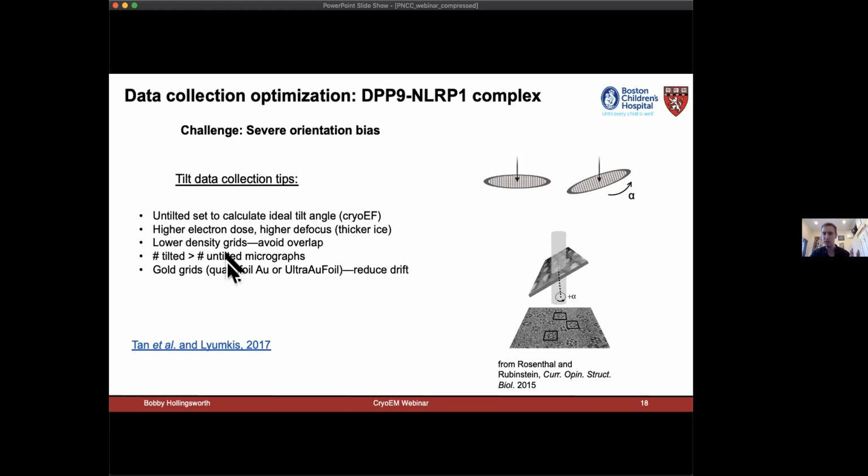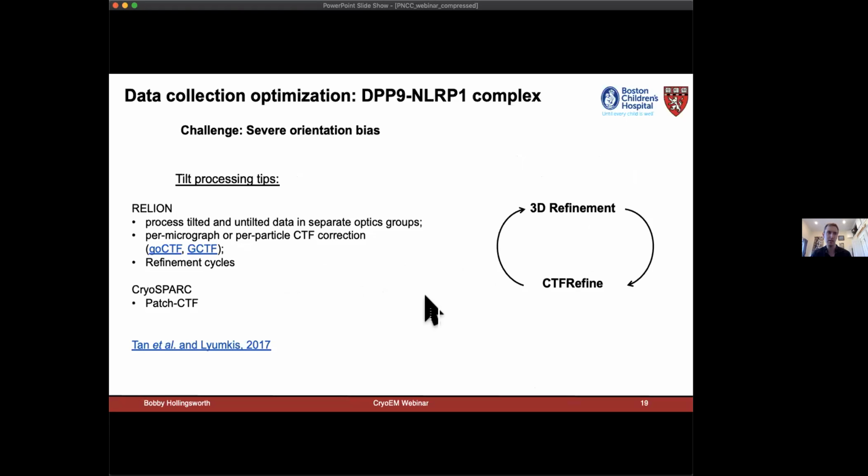Tilted collection schemes are generally a little bit slower. So there is a trade-off between data collection and data quality when considering whether or not to use this versus other methods to help ameliorate an orientation bias. And finally, we use gold grids, particularly either gold foil grids or gold support grids, in order to reduce the drift, which is a little bit more extreme for these tilted data collection schemes.